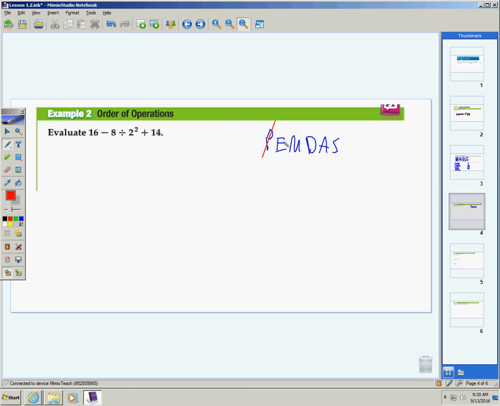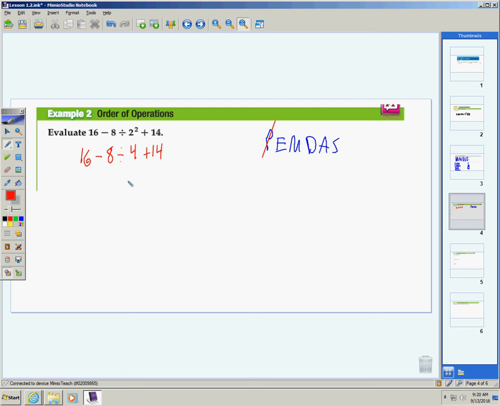Now E, exponents. I do have an exponent, so I'm going to rewrite everything except for the exponent. I'm going to evaluate it. 2 squared is 4 plus 14. And you may be saying, this is really stupid. Why do I have to show all this work? I can just do this in my head.